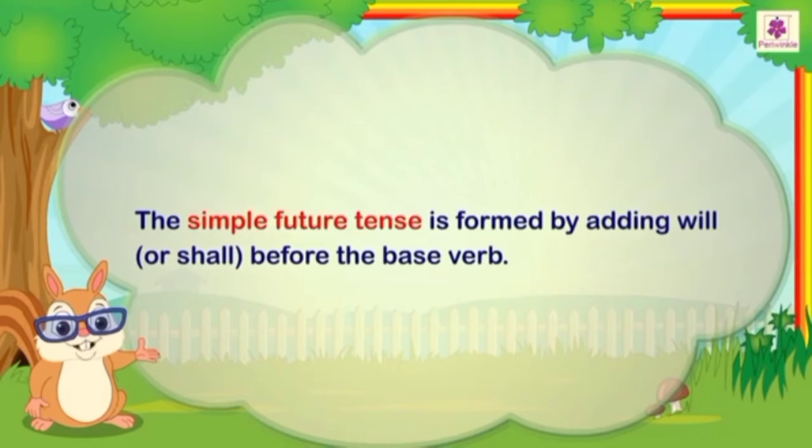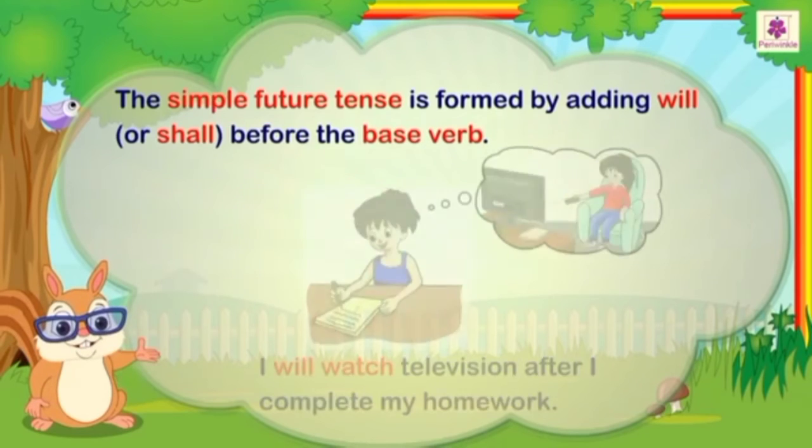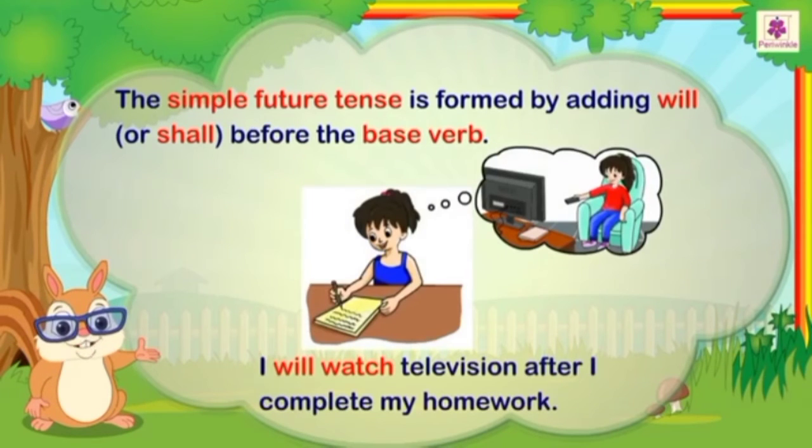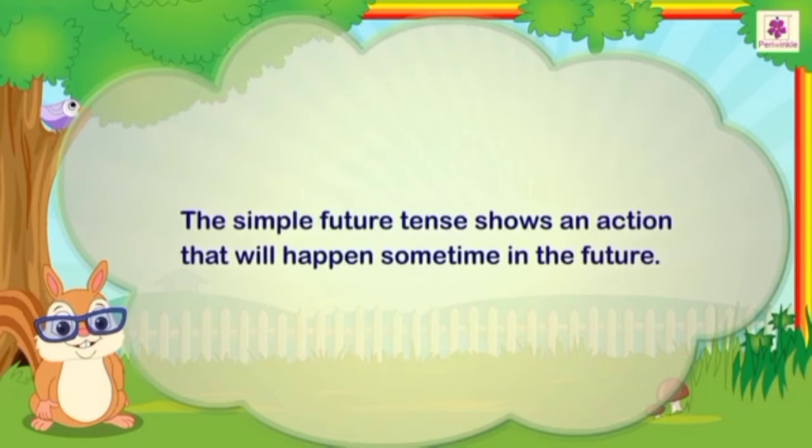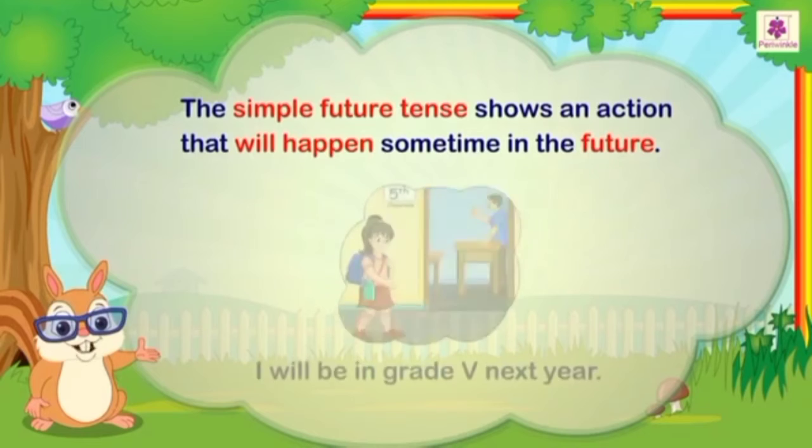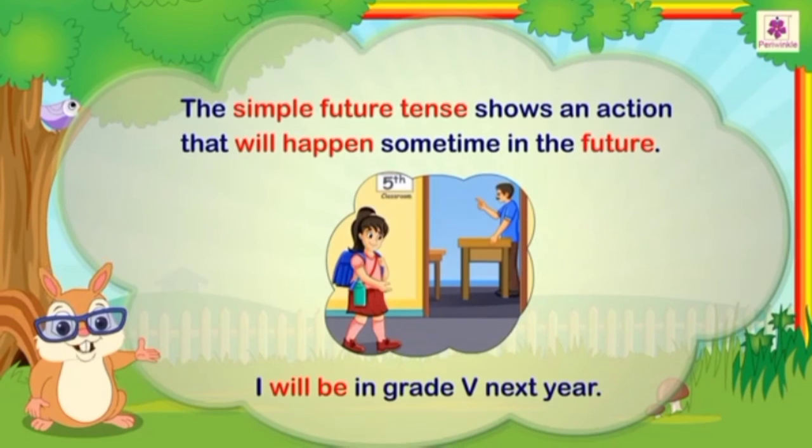The simple future tense is formed by adding will or shall before the base verb. For example, I will watch television after I complete my homework. The simple future tense shows an action that will happen sometime in the future. For example, I will be in grade 5 next year.